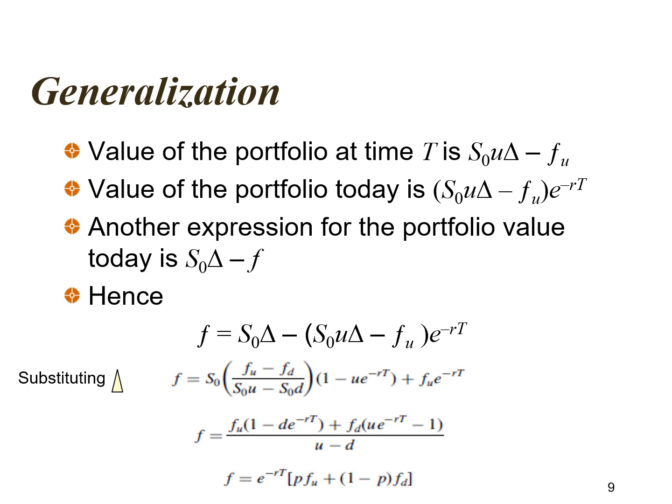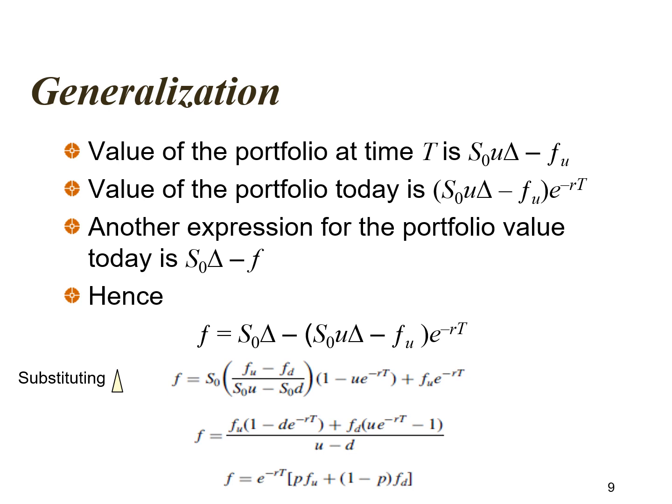Now from the previous slide, we know that delta is nothing but fu minus fd by S0 times u minus S0 times d, which is the change in the value of the option to the change in the value of the underlying security. So substituting these values, you get a very important equation which you need to remember: f, the value of the option, is e raised to the power of minus rt times pfu plus 1 minus p times fd, where p is the probability of the stock price going up.